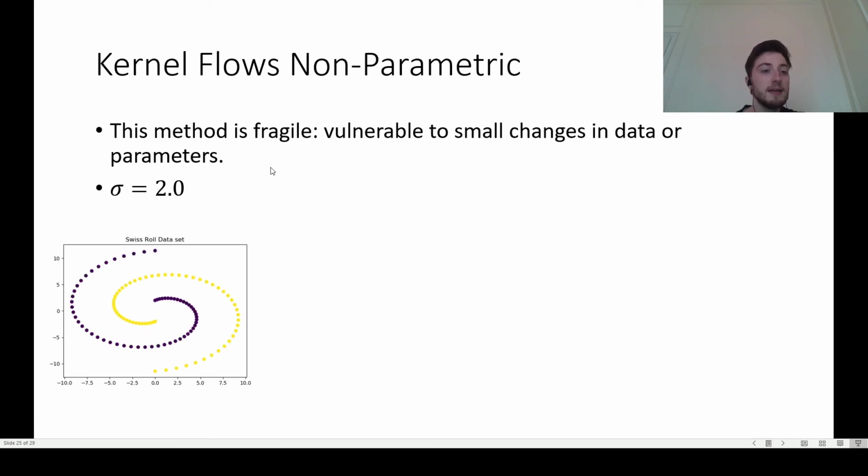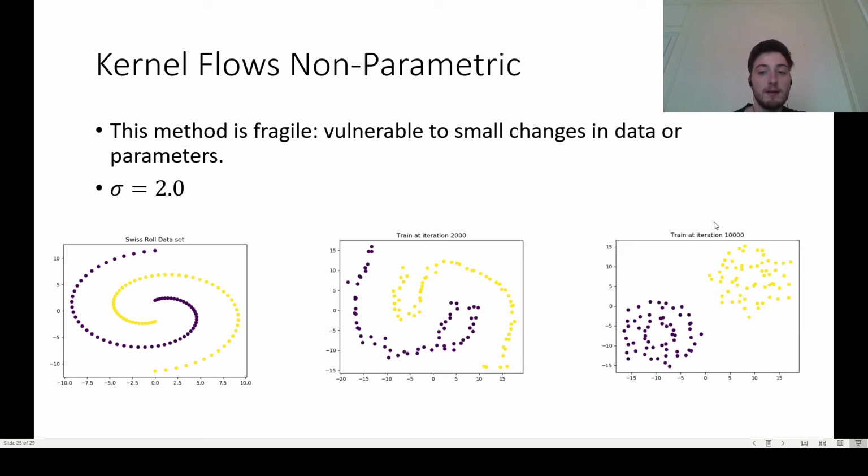So this is an example where we use the Gaussian kernel with sigma equal to 2 on the Swiss roll dataset, which is two spirals with values 1 and -1. And you can see that after 10,000 iterations, the algorithm linearly separates the data, a very desirable result.